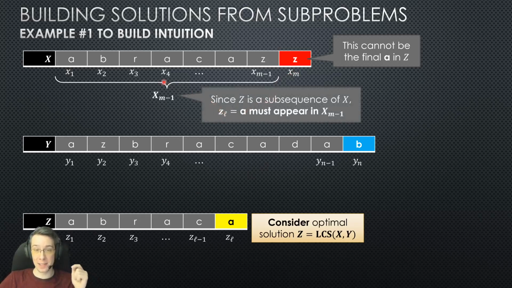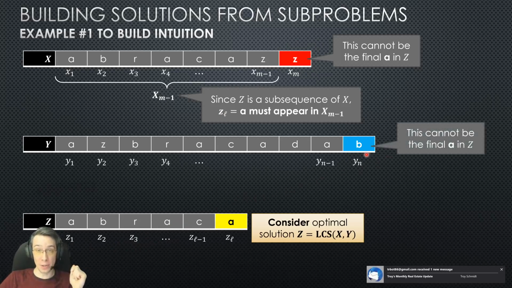Now, Z is a subsequence, as I mentioned, of X. So that A has to appear somewhere here in the prefix Xm-1, the prefix where we've chopped off the last letter. And this last letter can't be used at all in the longest common subsequence.